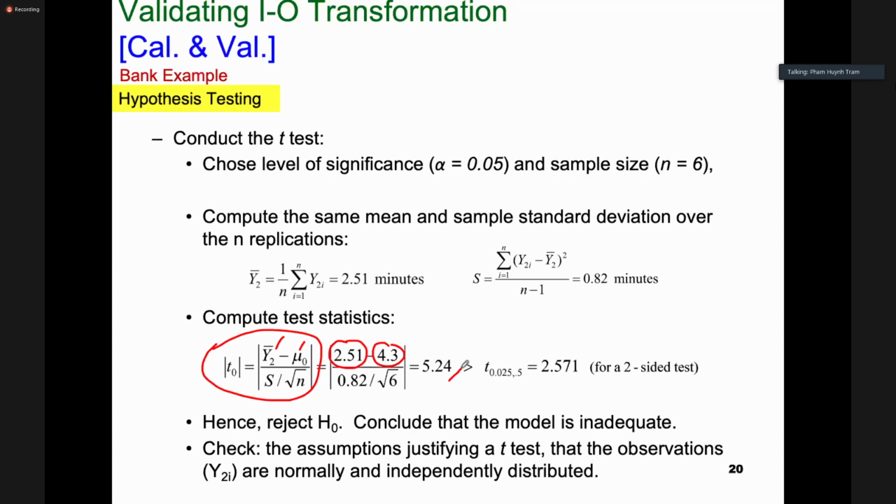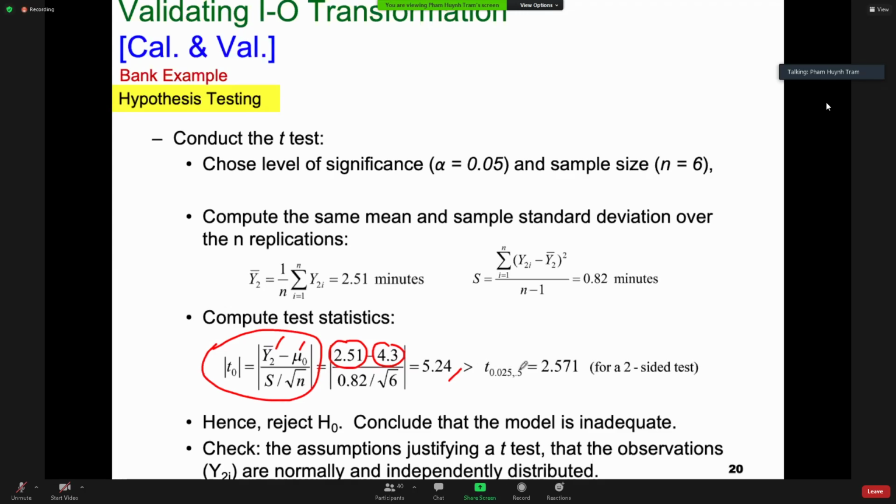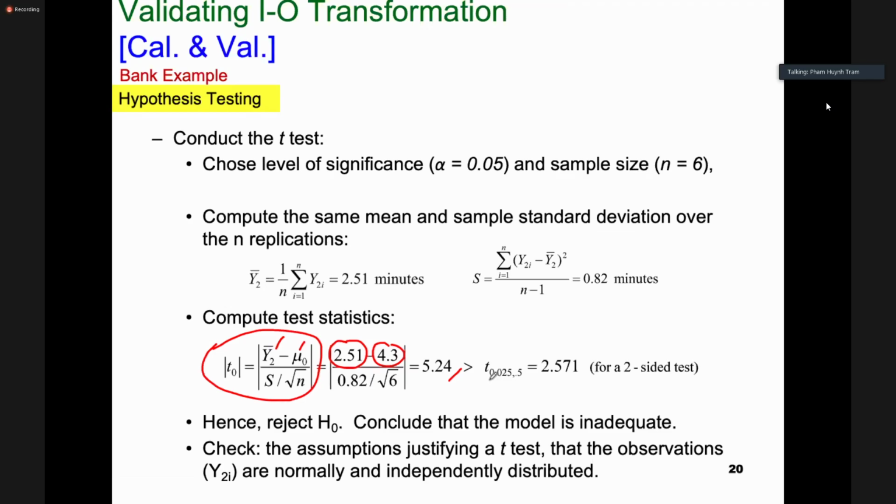Okay, so the third step is comparing the test statistic with a critical value. So we need to look at the t distribution table and look for the critical value. For the t distribution, we have the degrees of freedom. Recall that the degrees of freedom in the t distribution is equal to the sample size minus 1. We have 6 samples here, so the degrees of freedom would be 6 minus 1. Okay, and the t-test is a two-tailed test. We are testing for the difference.